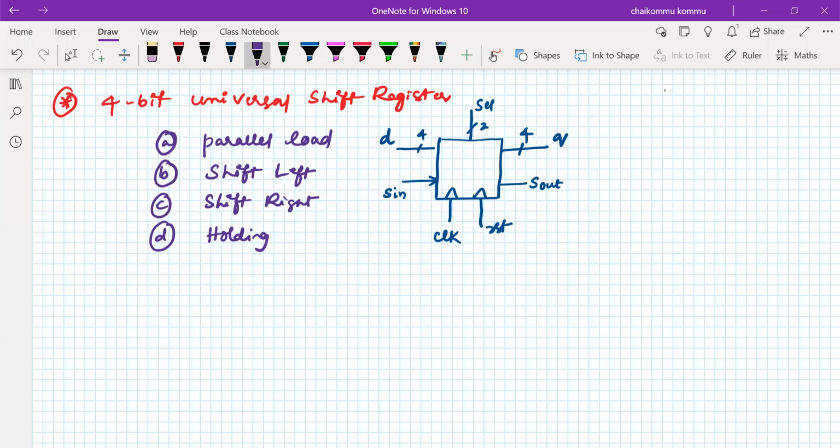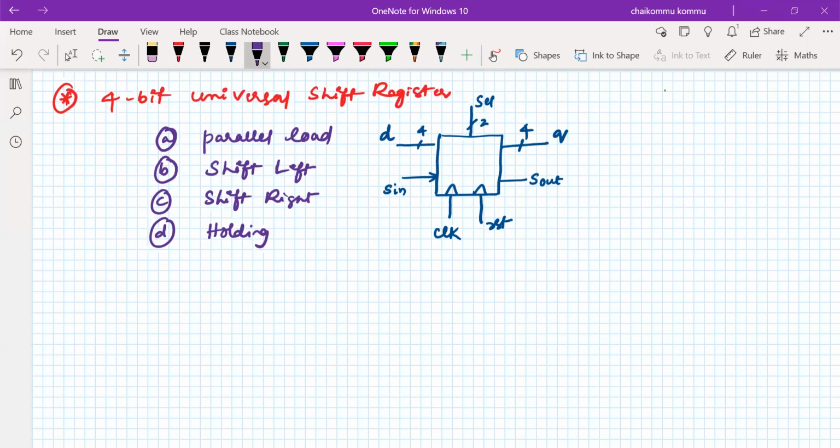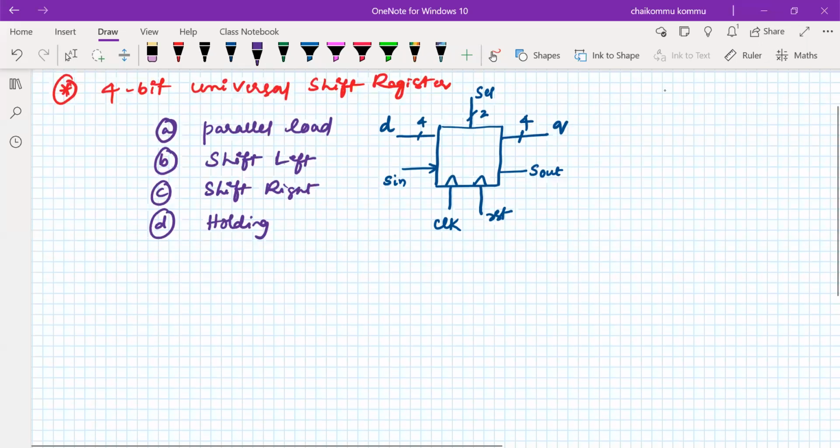Of course, I will give you the basic background, how we design this 4-bit universal shift register. Then you can write it as an assignment. Take it as homework, write it in structural modeling, but what I will discuss here is behavioral modeling. If you want to write the structural modeling, first we should know the basic fundamentals.